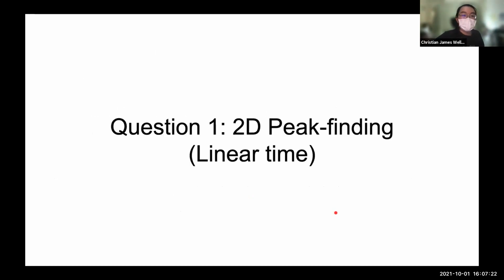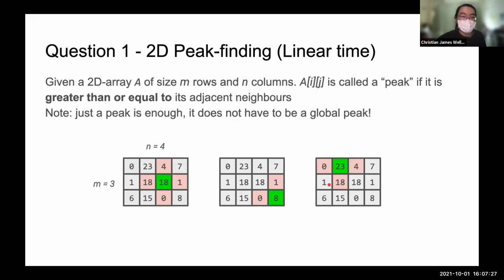Right. So let's just begin with the tutorial then. First question is 2D peak finding. Here's a quick recap of what the question is about.